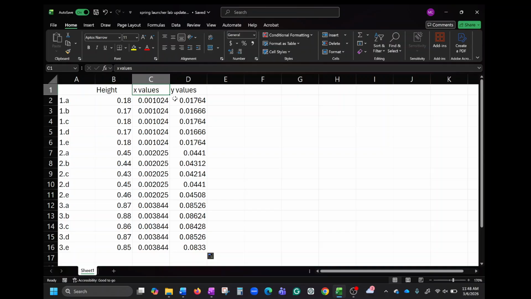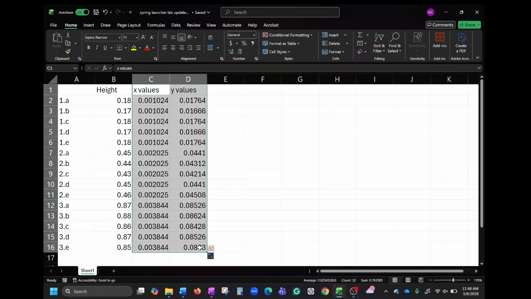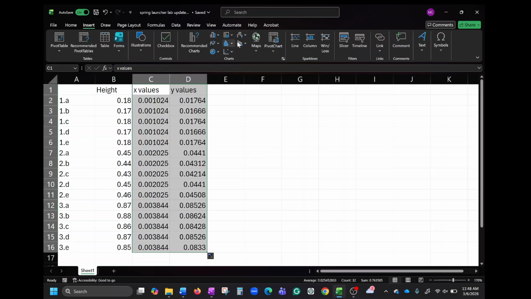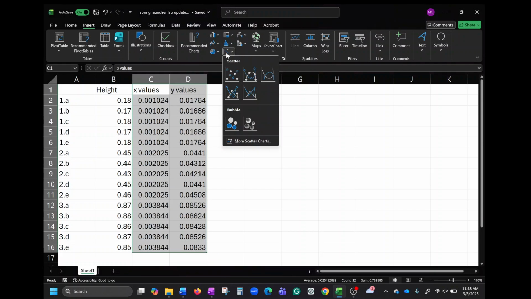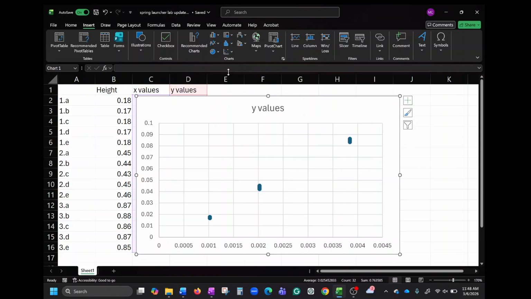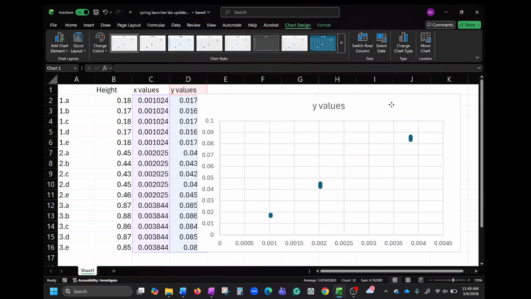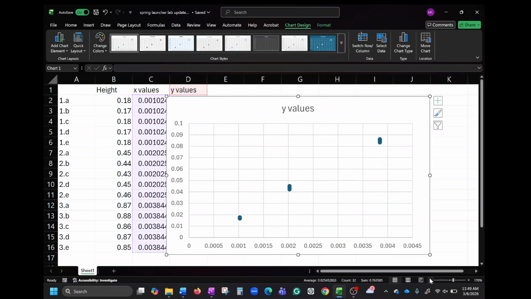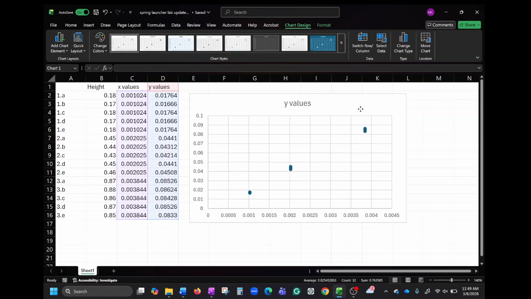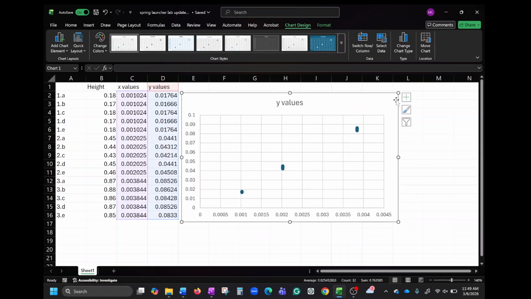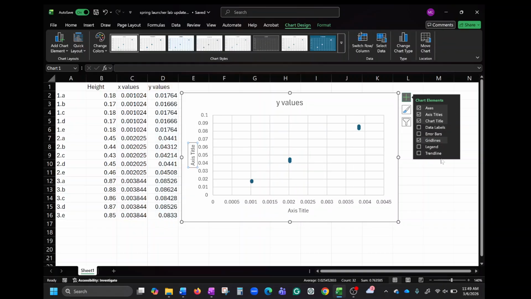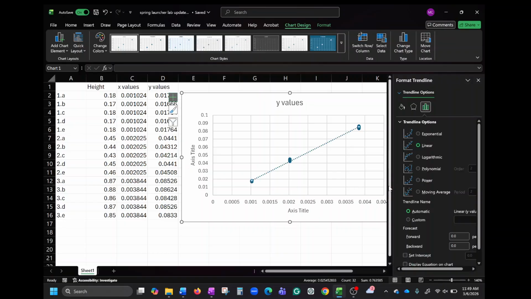Now we are going to make our graph. So we'll highlight our data and make a graph. We do that by going to Insert. Over here is Charts. Click on the scatter plot looking one, and we want a standard old scatter plot. This is perfectly fine. Zoom out a little bit. And now we need a couple of things. We need to give ourselves some axis titles. We need a line of best fit, which they call a trend line.